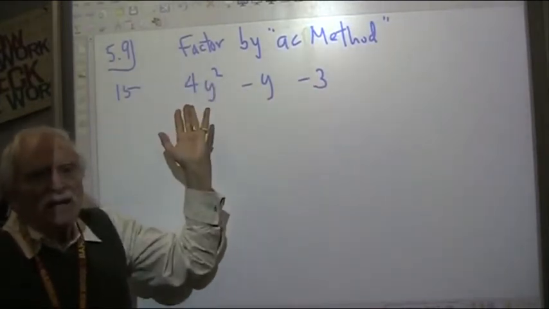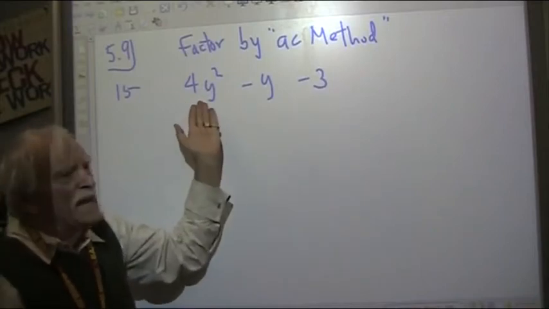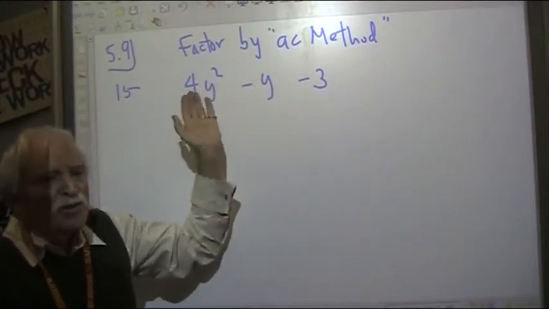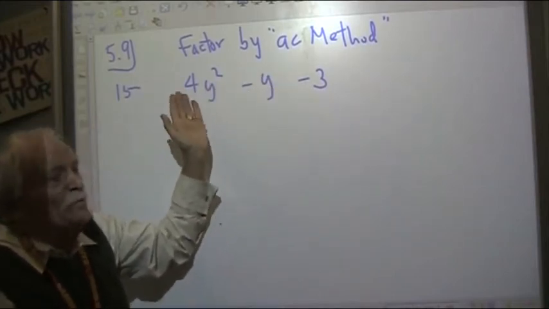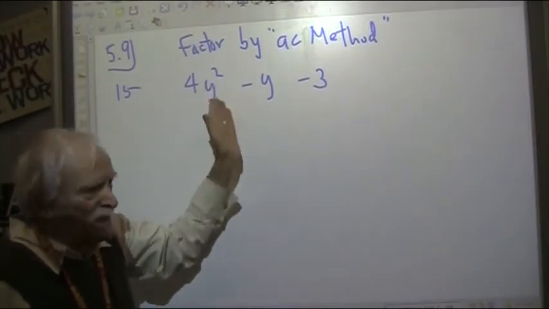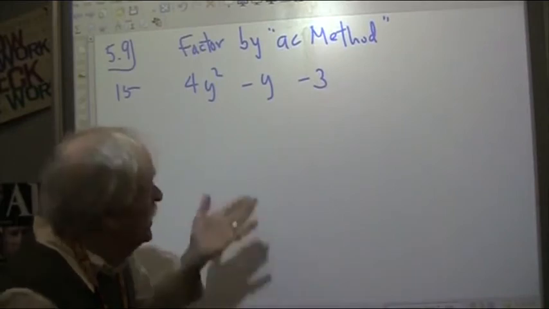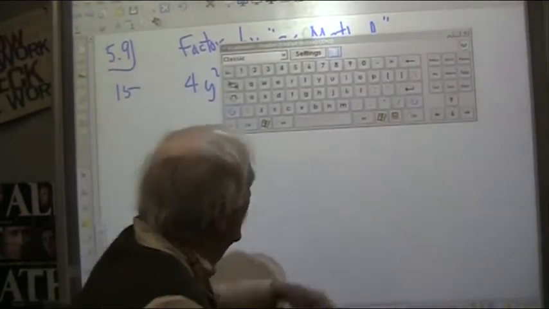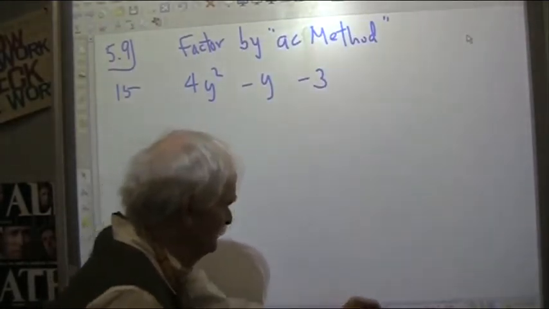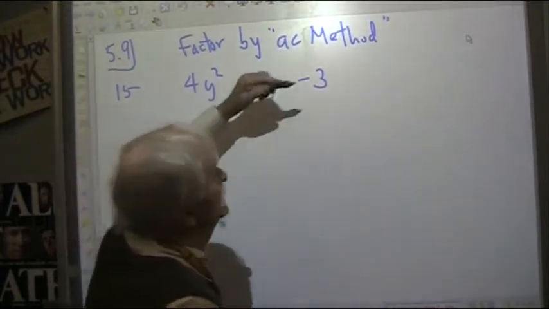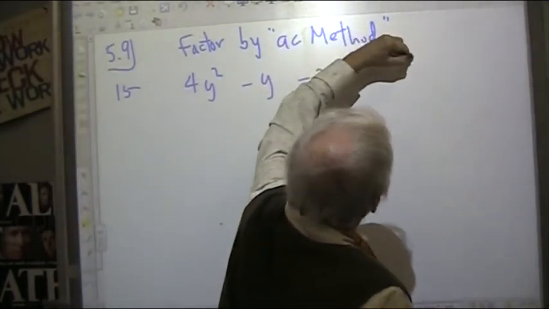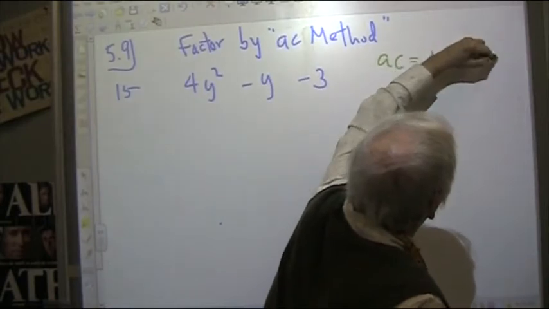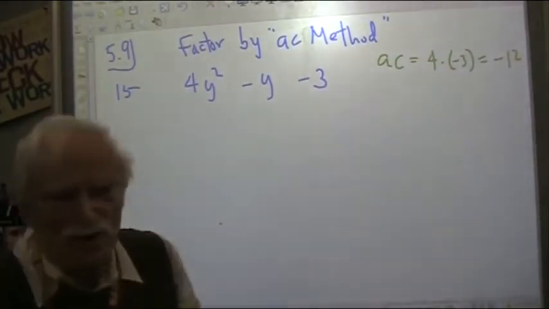And we know that the factoring pattern is AX squared plus BX plus C. So the coefficient of the X squared term, or the leading term, is designated A, the middle term designated B, the constant designated C. All right? So in our case here, ladies, what is our AC? Excellent. AC equals 4 times negative 3 equals negative 12.